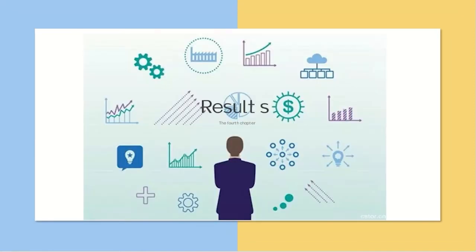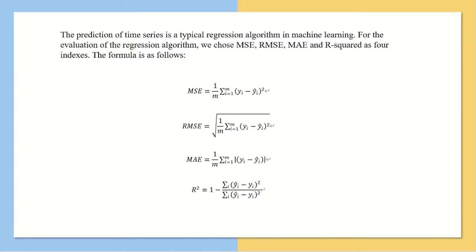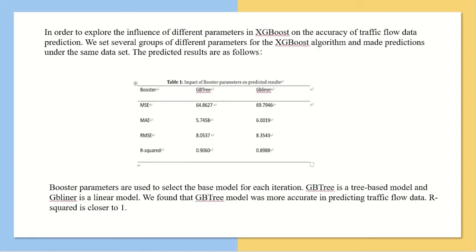The fourth chapter, results. The prediction of time series is a typical regression algorithm in machine learning. For the evaluation of the regression algorithm, we choose MSE, RMSE, MAE, and R-squared as 4 indexes. The formula is as follows. In order to explore the influence of different parameters in XGBoost on the accuracy of traffic flow data prediction, we set several groups of different parameters for the XGBoost algorithm and made predictions under the same dataset. The predicted results are as follows.